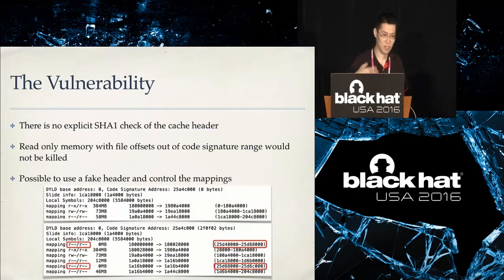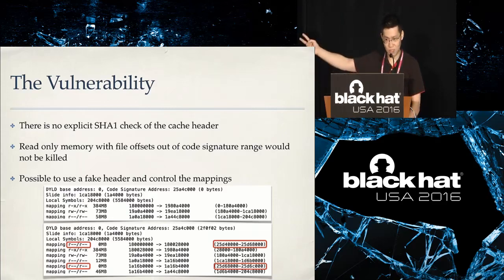So if we record the process of loading the shared cache, we'll find there's no explicit code signature verification of the cache header. Although the cache header is marked as RX, it actually doesn't have to be RX because you don't need to execute the code inside it. So what we did is put a fake header which is marked as R, read only. Okay, so after you control the header, you can control the mapping.